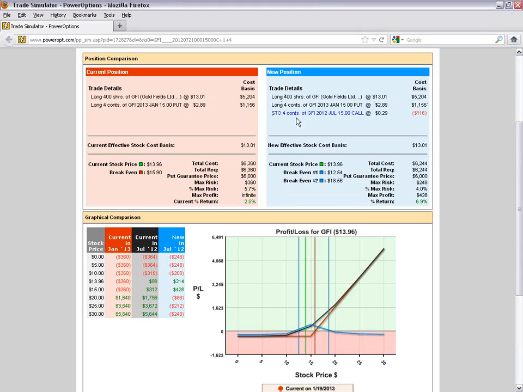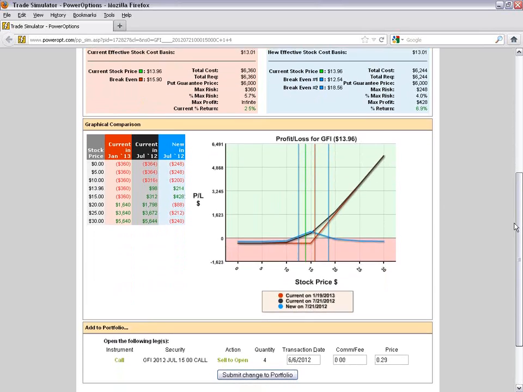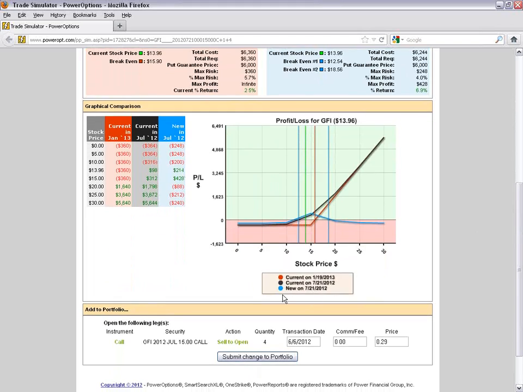Over on the right, we're shown the new position. All right, if we applied income method number 1, if we sold the July 15 call, we now have lowered our risk to 3.9%, and we have a max return of 6.9%. Okay, and that's shown below graphically. Now, let's talk about these three one by one.